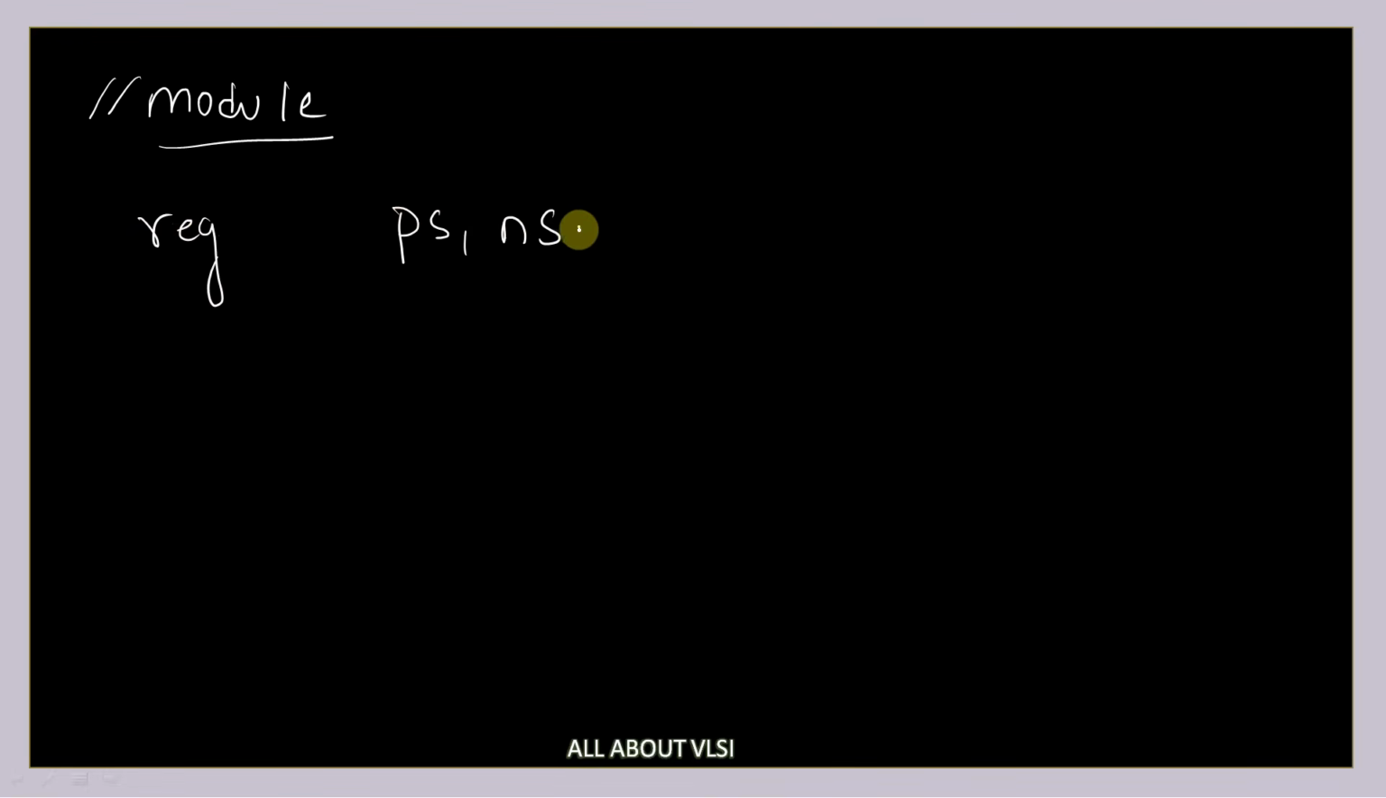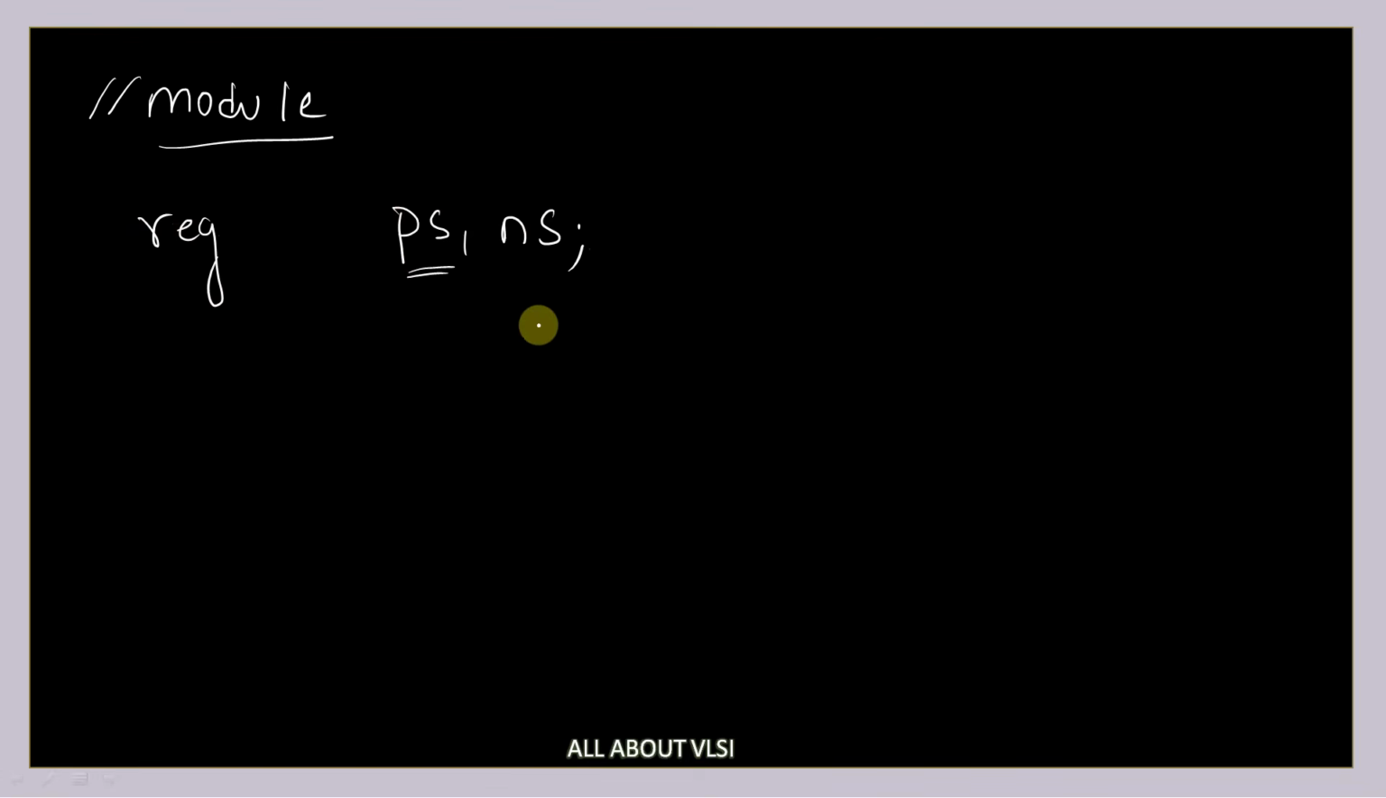Now, if I want to write a Verilog code for a finite state machine, how do I write it? I'm going to declare my module. This is common, and then declare my input ports and output ports. This is common. Next, I'm going to declare two variables: reg present_state, next_state.